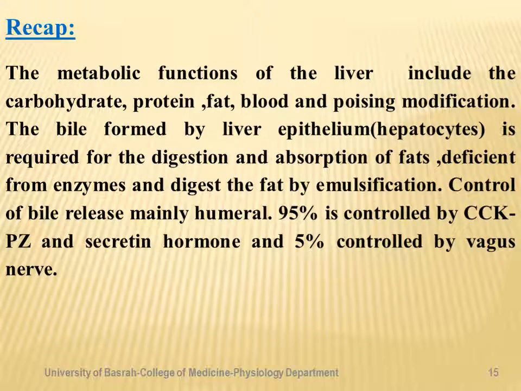Now خلينا نقول يعني ملخص لمحاضرتنا انه metabolic function of liver include carbohydrate, protein, fat, blood, detoxification and the bile formed by the liver epithelium اللي hepatocyte that required for digestion and absorption of fat. طبعا البايل deficient from digestive enzymes and digest fat عن طريق emulsification. Control of bile majorly by the hormones الكوليسيستوكاينين والسكرتين and indirectly by 5% عن طريق الفيغاس also يعني indirect release of the cholecystokinin and lead to the digestion of fat, release of bile that are very important for digestion of fat.